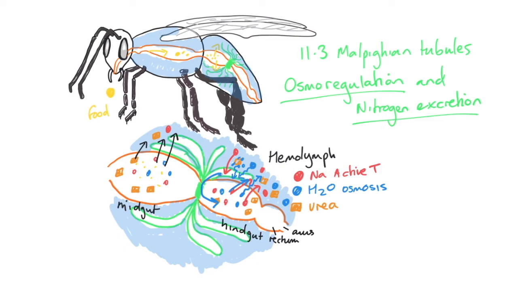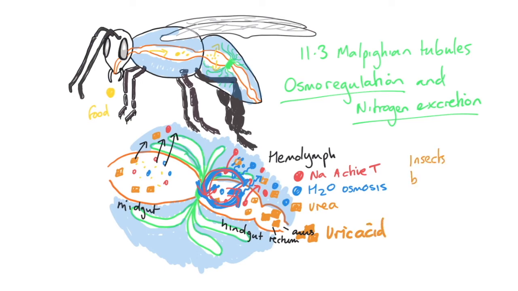So urea keeps getting absorbed back into the hindgut, whereas the water and the sodium go round and round and keep getting pumped and remain in the hindgut. That causes the urea to move into the rectum where it dries out. And there's a bit of a chemical change, but it becomes uric acid and is excreted as a solid.